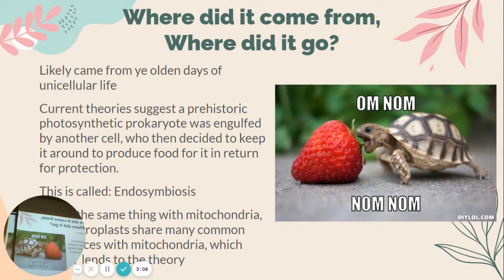They came from the olden days of unicellular life when there were just tiny little blobs eating each other. Instead of being eaten, they just got engulfed somehow. We have no idea how right now. Probably something bumped into something and, hey, combined. So they decided to keep them around because they're useful. They can produce glucose and stuff. And this is called endosymbiosis. This is the same thing that happened with mitochondria.